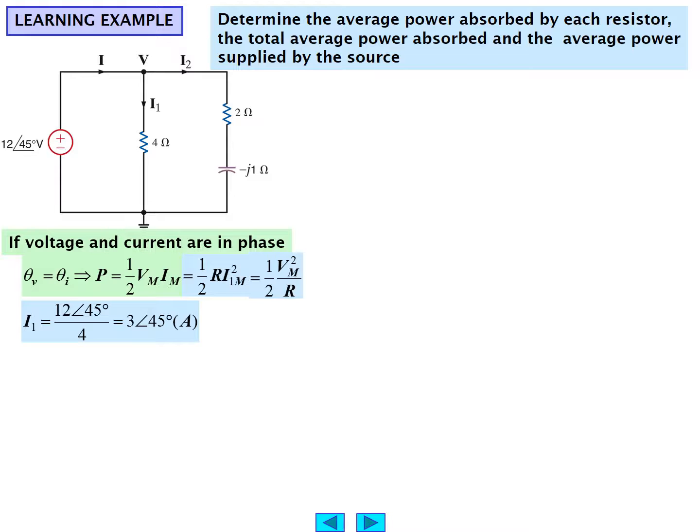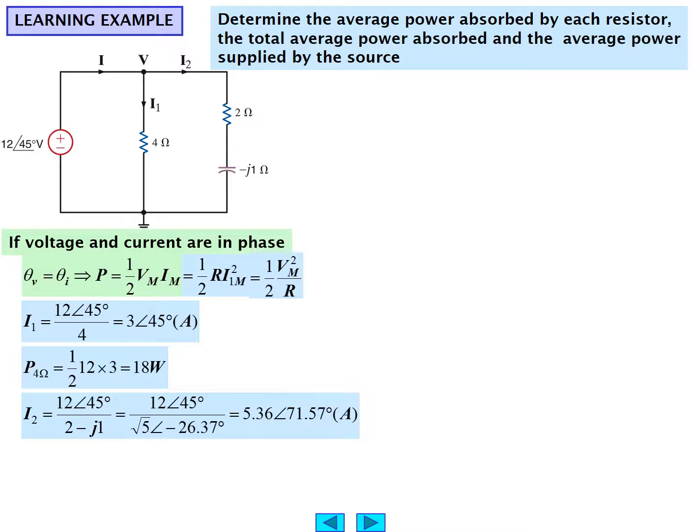So therefore I1 would be 12 angle 45 degrees divided by 4, and the result would be 3 angle 45 degrees amperes for I1 as a result. And the power through the 4 ohm resistor, and the 4 ohm resistor only, would be 1/2 times 12 times 3, or 18 watts.